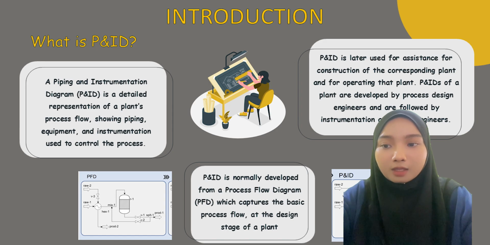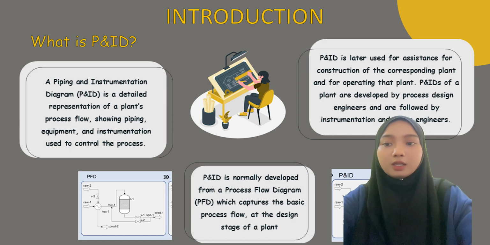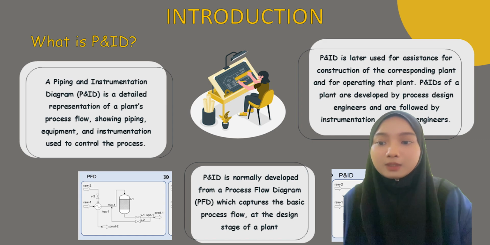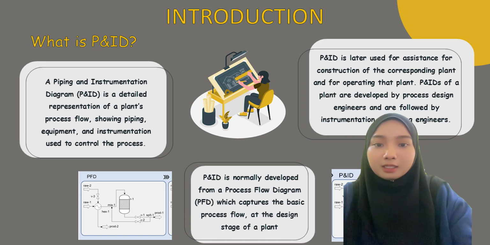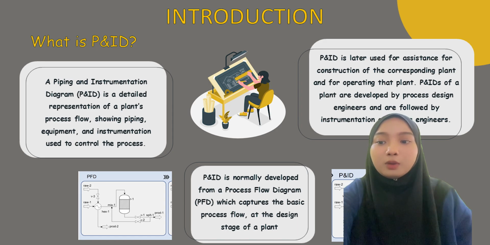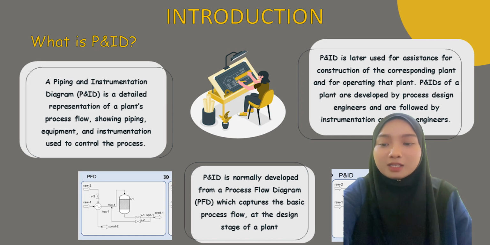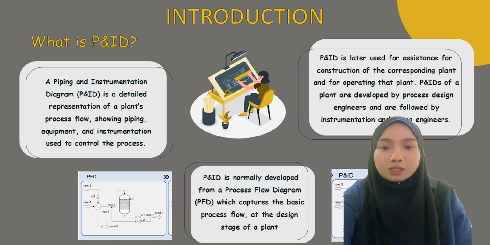Finally, in the maintenance phase, they assist technicians in locating equipment and understanding interconnections for repairs or upgrades. In relation to the process flow diagram, PNIDs are closely related to process flow diagrams, or PFDs. While PFDs offer a high-level overview of the process, focusing mainly on flow and major equipment, PNIDs dive into the finer details. They provide information such as pipe size, instrumentation specifications, and safety mechanisms, making them indispensable for engineers.